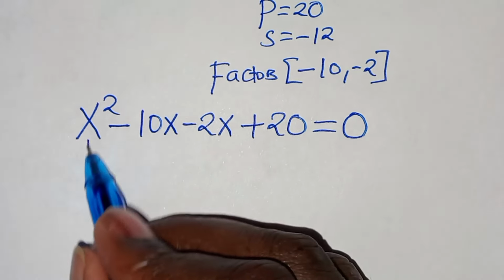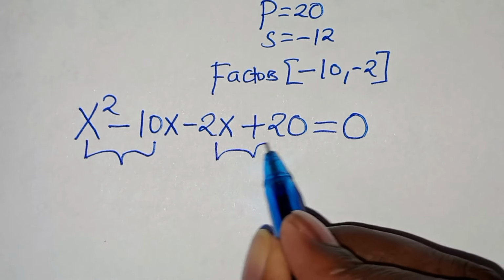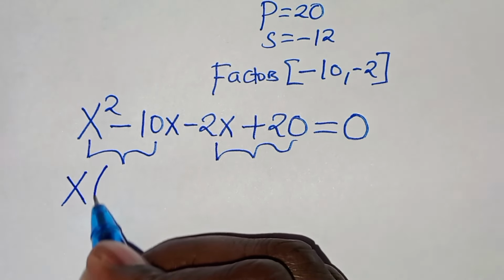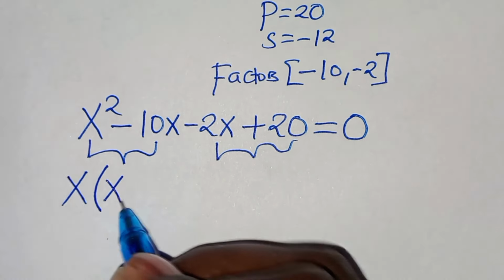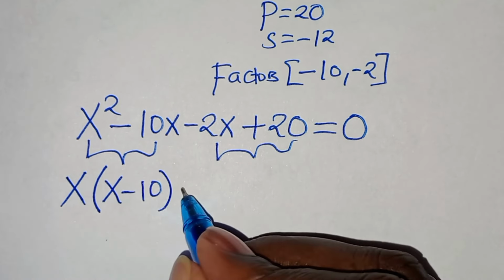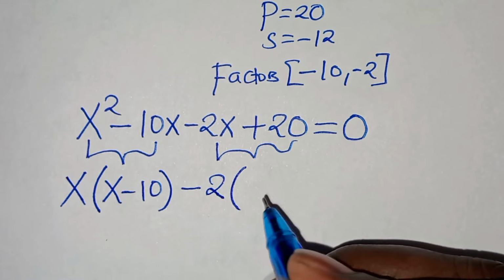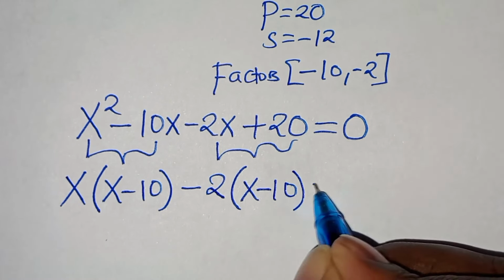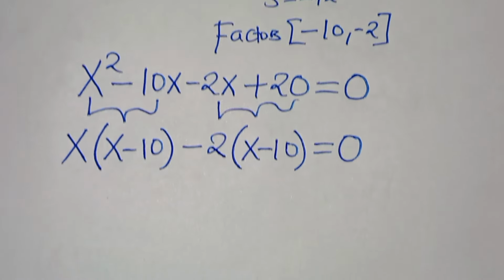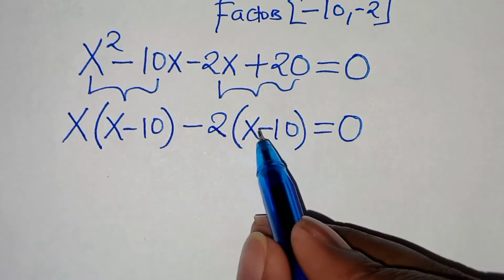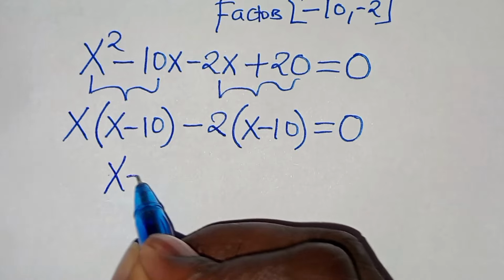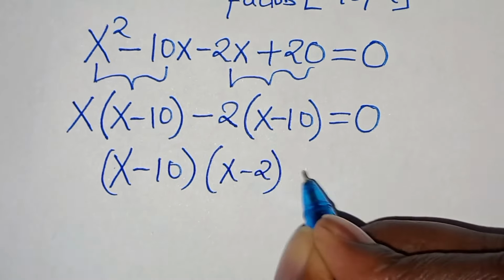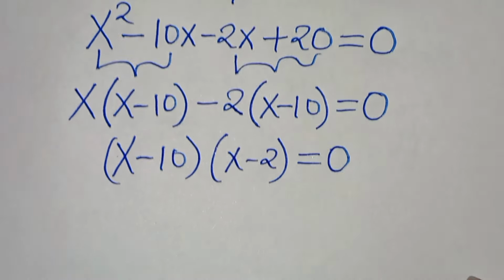Now, we have got two parts here. The first part here, we have that x is common here. So we have x into the parentheses. This is x minus 10. Then minus 2 into the parentheses. This is x minus 10. This is equal to 0. So x minus 10 is common here. So we have x minus 10 multiplied by x minus 2. This is equal to 0.